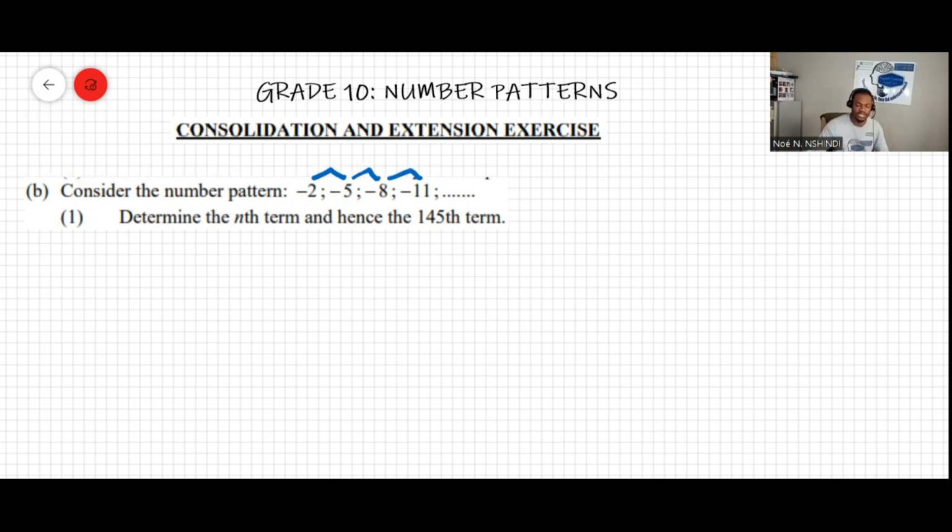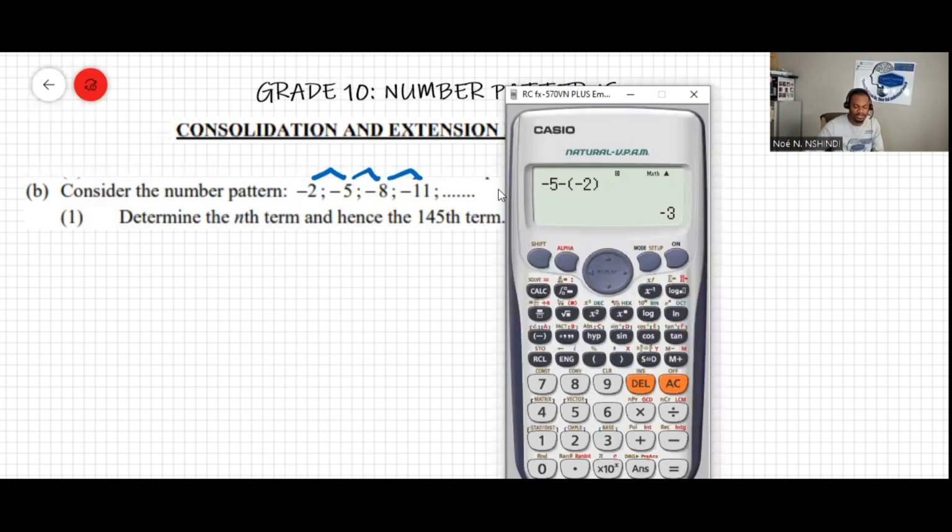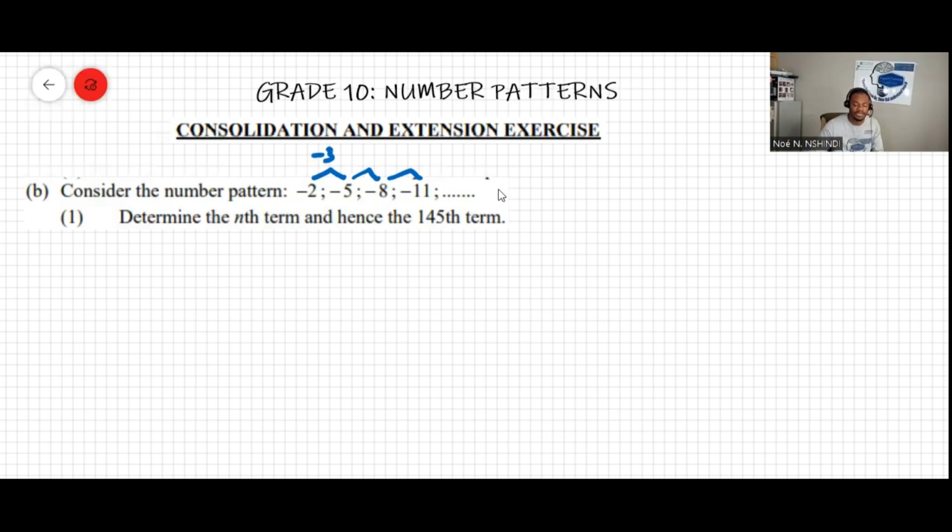So that's how we get the constant difference. You take a term and subtract its previous term. So -5 minus -2. You can use a calculator if you're unsure. This is equal to -3. Now let's see if -8 minus -5 is also -3. That's also -3. Then there is a constant difference here.